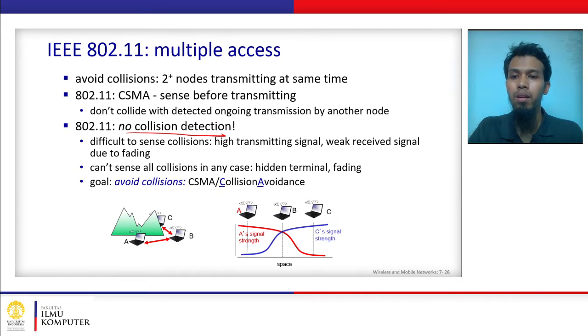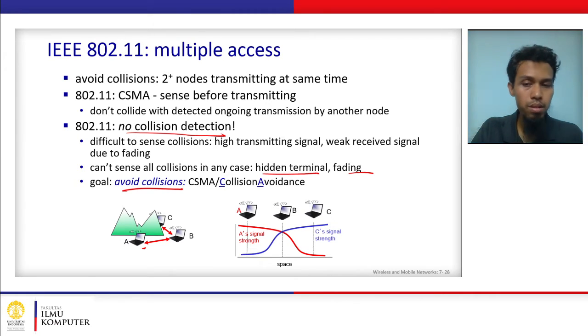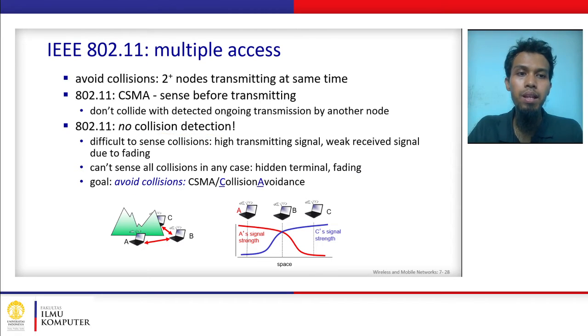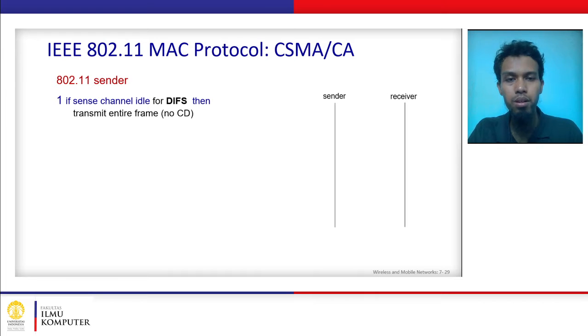Also, the nodes will not be able to sense the collisions in any case, due to the hidden terminal problem or due to fading. So, let's say there is a collision here, and maybe a node cannot hear that there is any collision. So our goal is to avoid the collisions. That's why it's called CSMA/CA, collision avoidance. Now let's see how this collision avoidance is done.